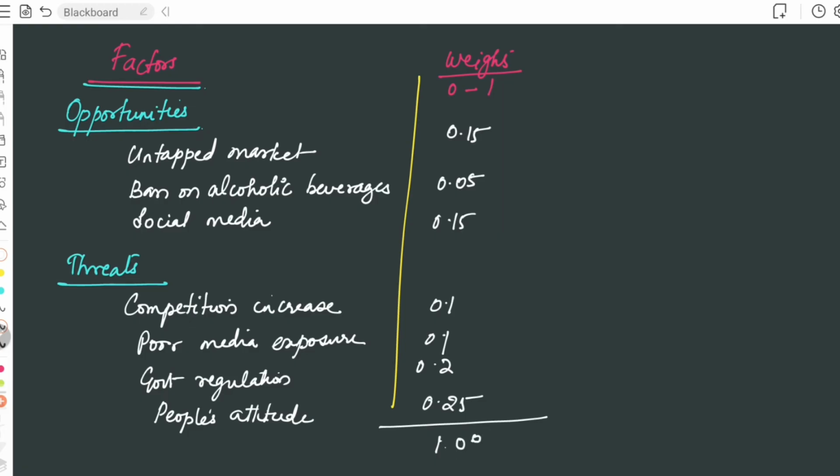Okay, so a total weight should finally come to, that is out of 100 we are assigning how much percent importance we have to give. That is what is meant by weights. Once we have assigned the weights, the next step is to give the ranking.